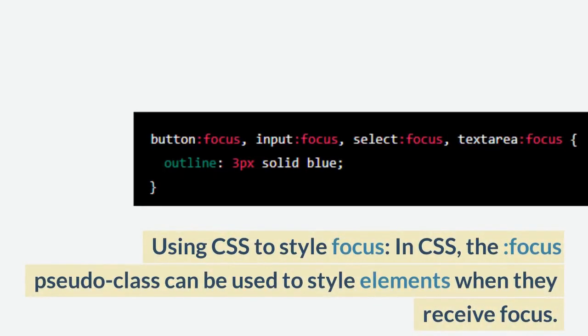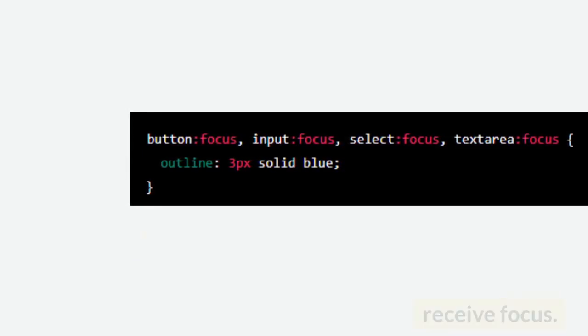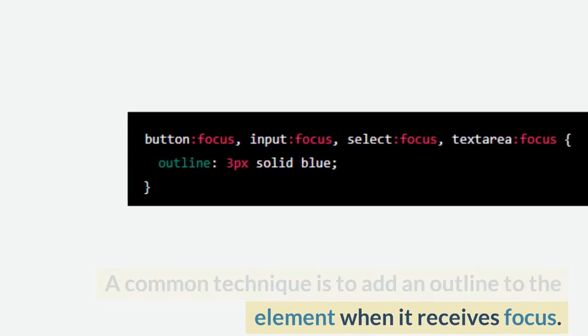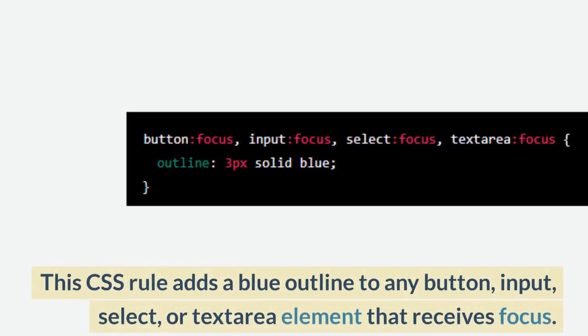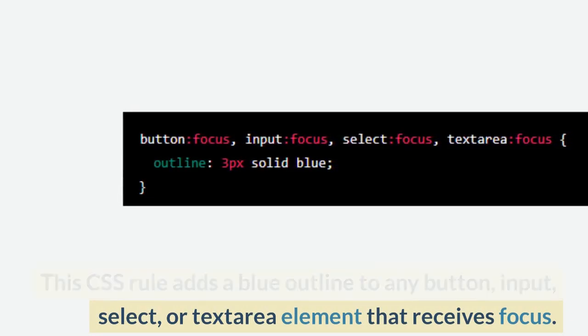Using CSS to style focus. In CSS, the :focus pseudo-class can be used to style elements when they receive focus. A common technique is to add an outline to the element when it receives focus. The CSS rule adds a blue outline to any button, input, select, or textarea element that receives focus.